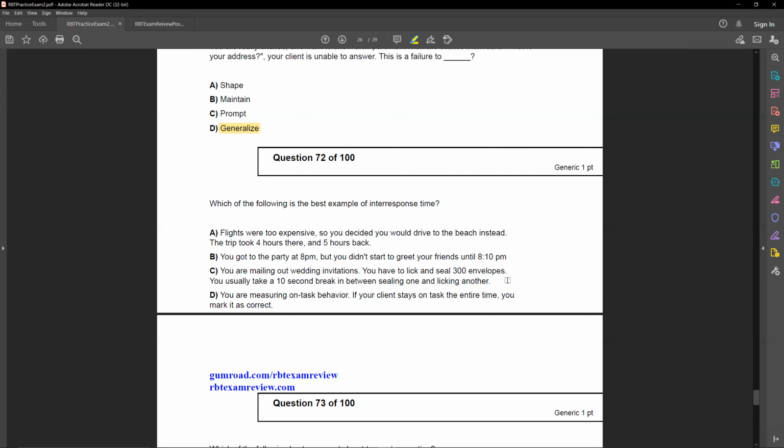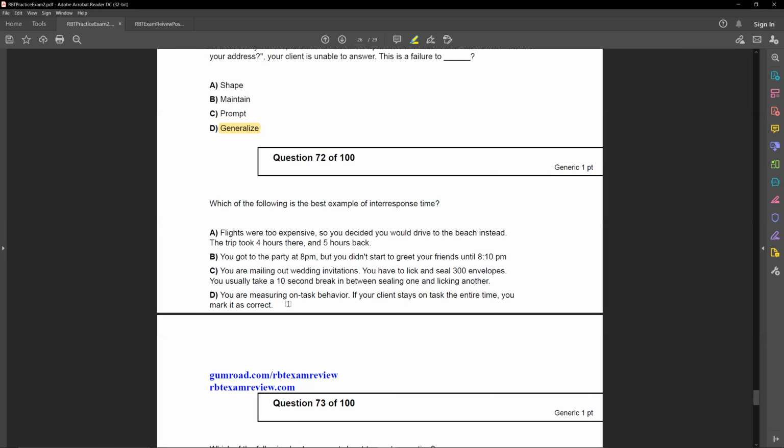We have envelope A, we seal it, and then we lick envelope B. So the time in between A and B is 10 seconds, and then B and C, another 10 seconds, C and D, another 10 seconds. So we have two responses, time in between, that describes interresponse time. C looks good. Always read all your answer choices just to be sure, because we're looking for the best example.